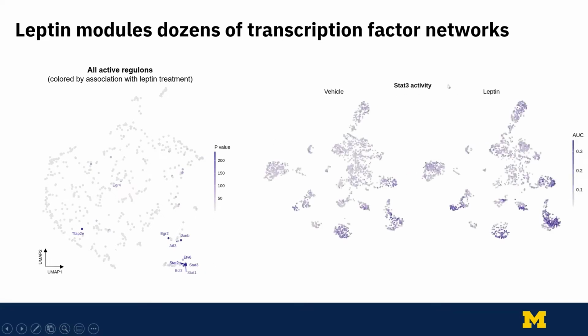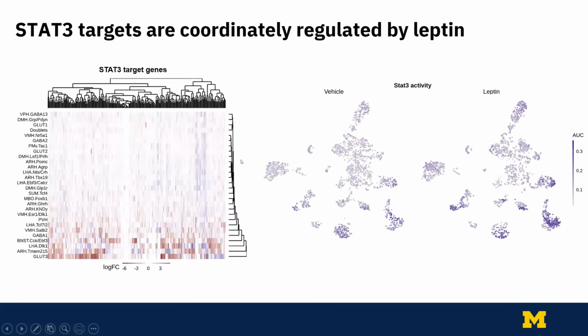Now, when we look in more detail at the STAT3 regulon, we can see that while some populations have baseline high levels of STAT3 activity, this essentially across the board goes up very dramatically with leptin treatment, as we might expect. And now we can pull the predicted STAT3 target genes from this analysis.